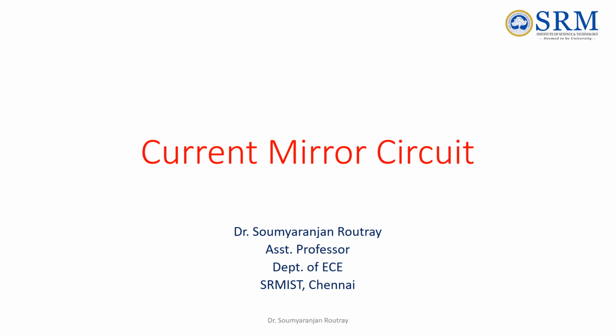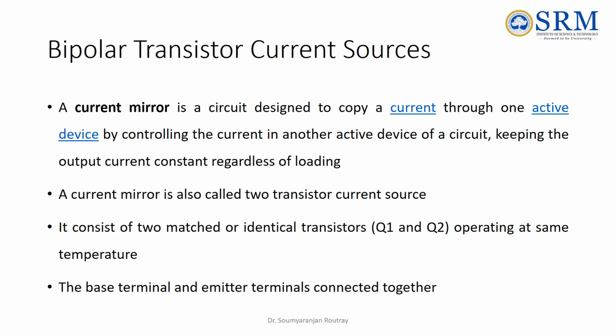Today we will discuss transistor-based current mirror circuit. It belongs to Unit 5. The first topic is bipolar transistor current source.